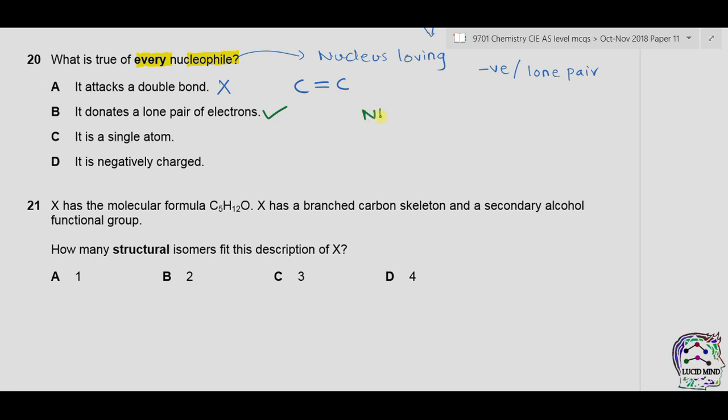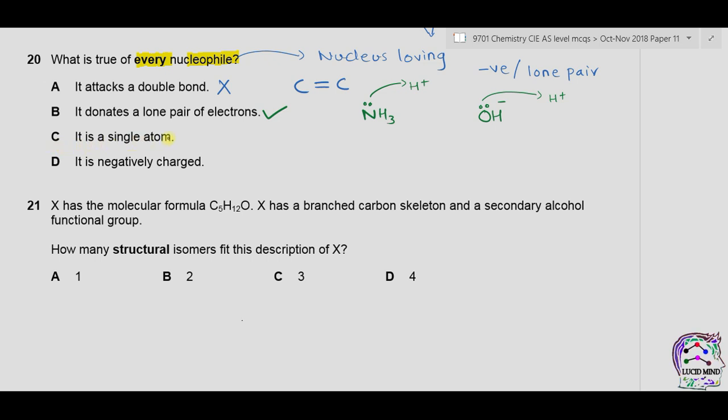For example, we have NH3. It has a lone pair of electrons. It can give its electrons to form a coordinate covalent bond. Similarly, another nucleophile is OH-, which can donate its lone pair of electrons.